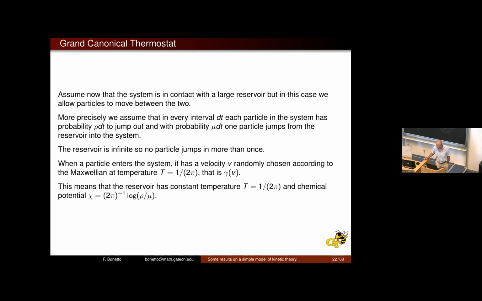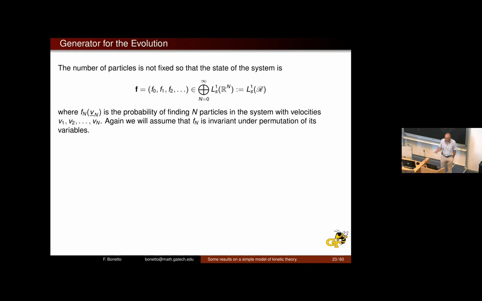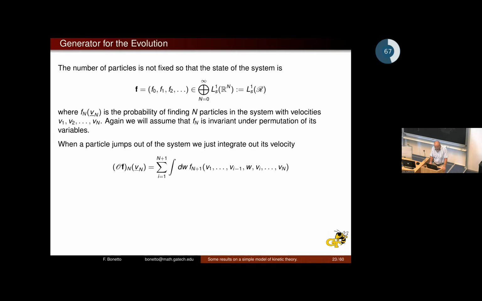We'll see in a moment why this is what comes out. Clearly, the state of the system is no longer a distribution on a fixed number of particles, since the number of particles is varying. So your state is a distribution on the union of all possible numbers of particles, where F0 is the state with no particle, the probability that there is no particle in the system.